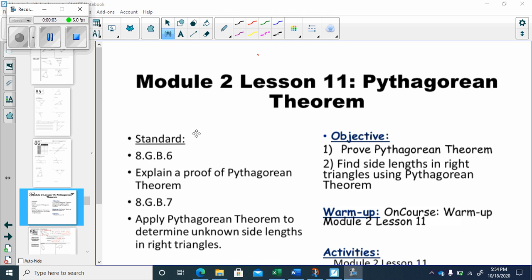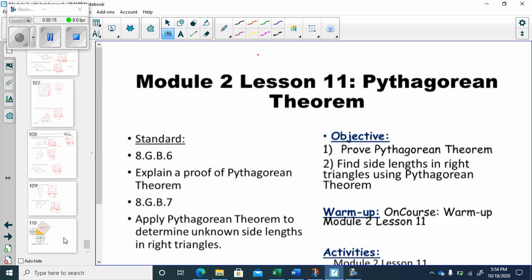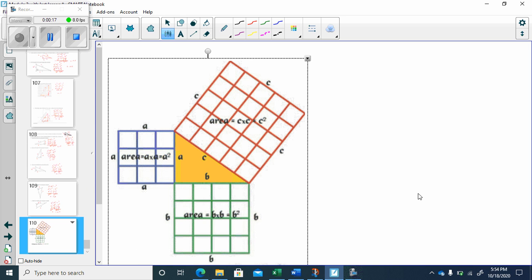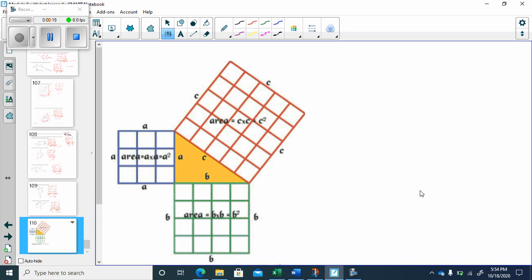This is actually Mod 2 Lesson 12, not Lesson 11, Mod 2 Lesson 12 on Pythagorean Theorem. I'm going to explain an informal proof of the Pythagorean Theorem for you, okay? Now, this is not in any of your packets or in your workbook, but here it is. We're going to look at it from here.